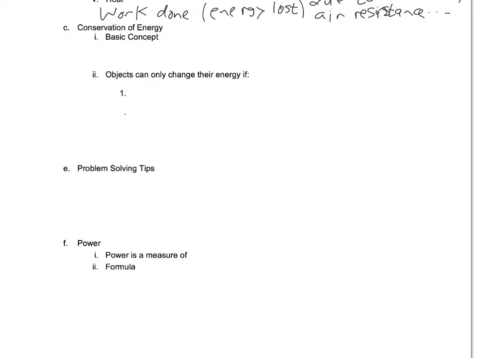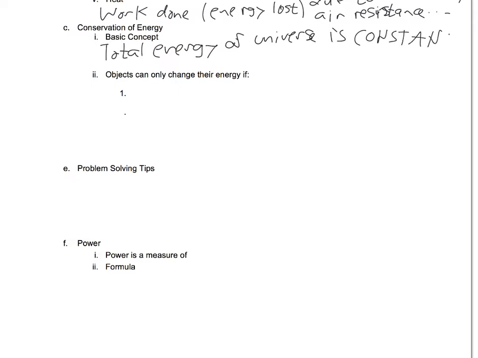Alright, so moving on to the big idea with energy, and that is conservation of energy. The basic concept of this is that the total energy of the universe is constant. When something is conserved, it means it doesn't change. So in this case, the total energy of the universe is conserved; it doesn't change. Individual objects, however, can change their energies, and this occurs in two ways. The first is if the energy changes forms. So this would be kinetic becoming potential, or some other example.